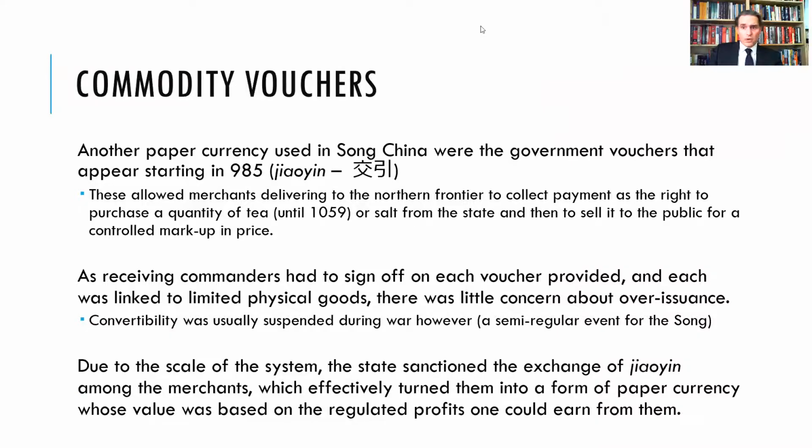Now, another form of early paper currency that we encounter in the same period in China is what we call the jiaoyin. The jiaoyin began to circulate around 985, but it was not a commonly used public currency.